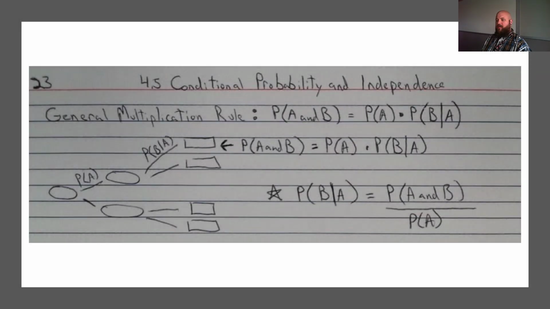Alright, we're going to talk about section 4.5, statistics, conditional probability, and independence. To start out with 4.5, we're going to talk about the general multiplication rule. And that is displayed right there in front of you, with the probability of A and B equals the probability of A times the probability of B given A. Okay? So with that, we're going to do a little tree diagram here and show how that plays out.